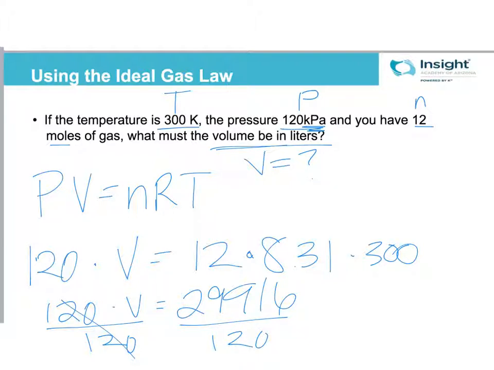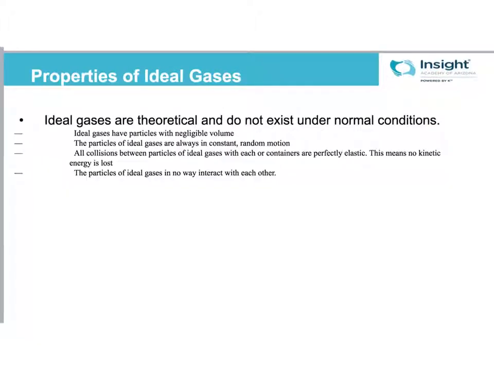So our volume is going to be 249 liters. Kind of big, I know, but sometimes you deal with big amounts of things. Okay. So now that we've talked about the ideal gas law and practiced that, something to keep in mind, and make sure you take notes on these, are the characteristics of an ideal gas, or the properties of an ideal gas. Real gases really don't abide by these.